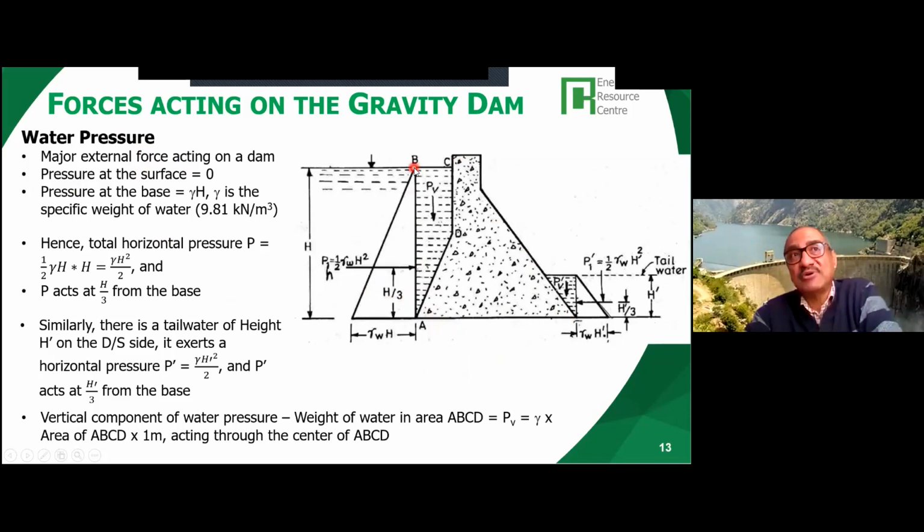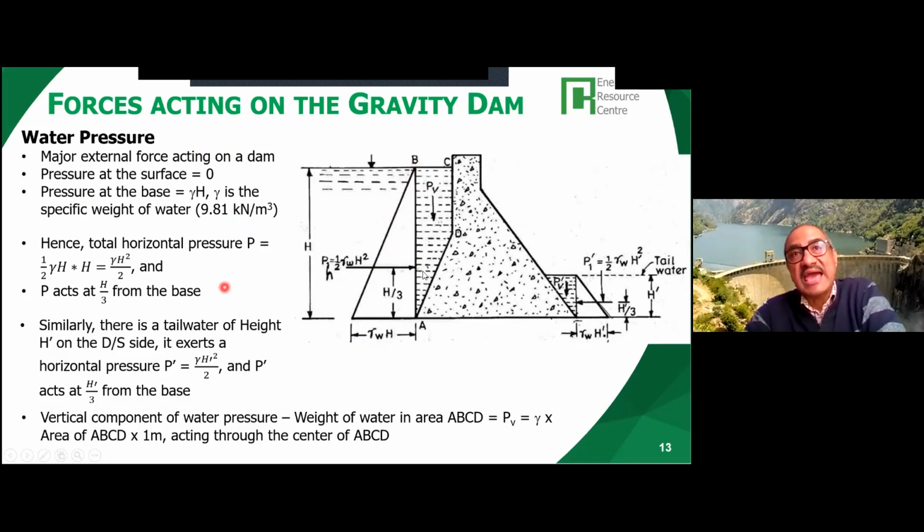On top of the dam, on the surface, there is atmospheric pressure, so the pressure at the surface is zero. Pressure at the base is gamma W H. Here I put gamma W because it's water. Gamma W is the specific weight of water, which is equivalent to 9.81 kilonewton per cubic meter. So the pressure that acts is 9.81 times the height, and it acts in a triangular way.